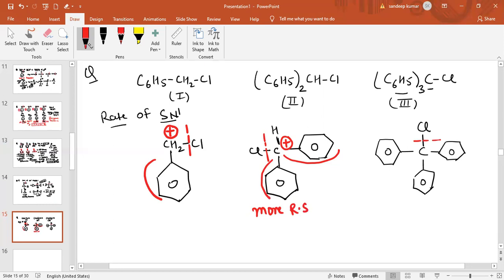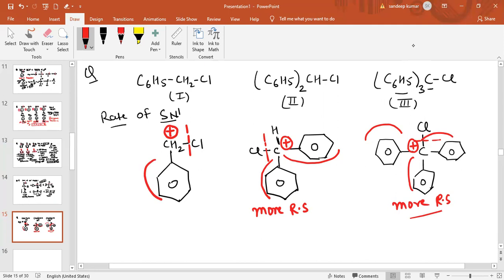While in the third one, after the removal of Cl, the positive charge will be generated on carbon. Again a carbocation is formed. This positive charge is in resonance with this benzene ring, with this benzene ring, and again with this benzene ring. So in the third structure there are more resonating structures due to three benzene rings. So more RS in the case of the third one.